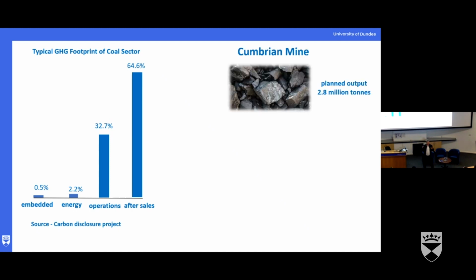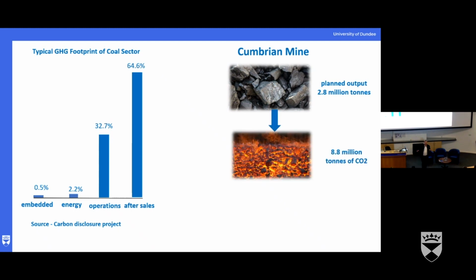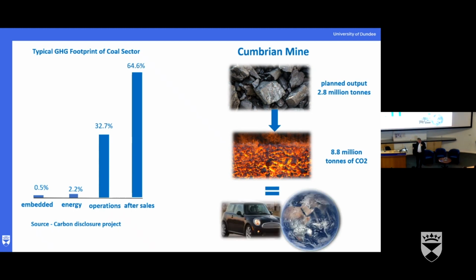And if we just put some kind of numbers on this, let's just look at the coal for one year of this one mine, just the use of it. The planned output's about 2.8 million tonnes. That produces 8.8 million tonnes of carbon dioxide. That always screws my head, actually. But when you burn stuff, you think it gets less, but it gets more. This coal is virtually pure carbon, so you multiply it by about three. Apologies to chemists and physicists there, but I'm an accountant.